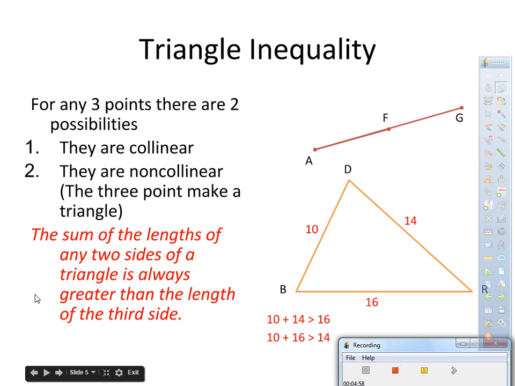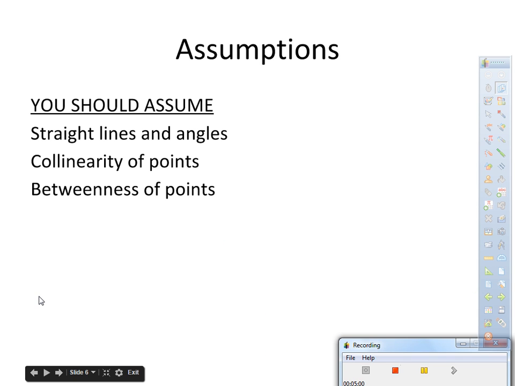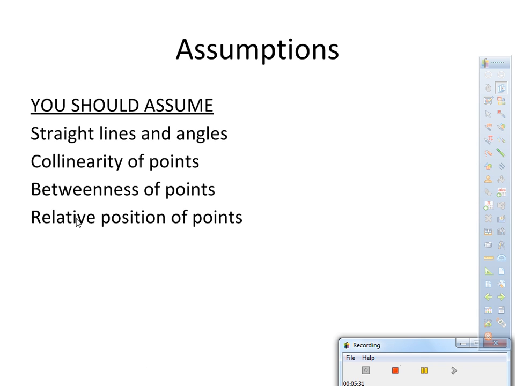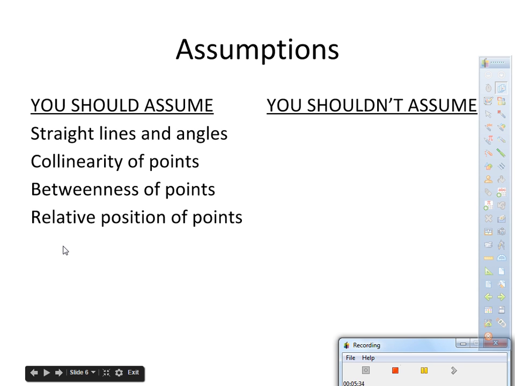These are the things that we are allowed to assume in geometry. If you see a line, then it's a straight line. If you see a line with 3 points on it, you can consider that a straight angle. If there are points on a line, you can consider them collinear. If there are points on a line, you should be able to assume which one is between the other.